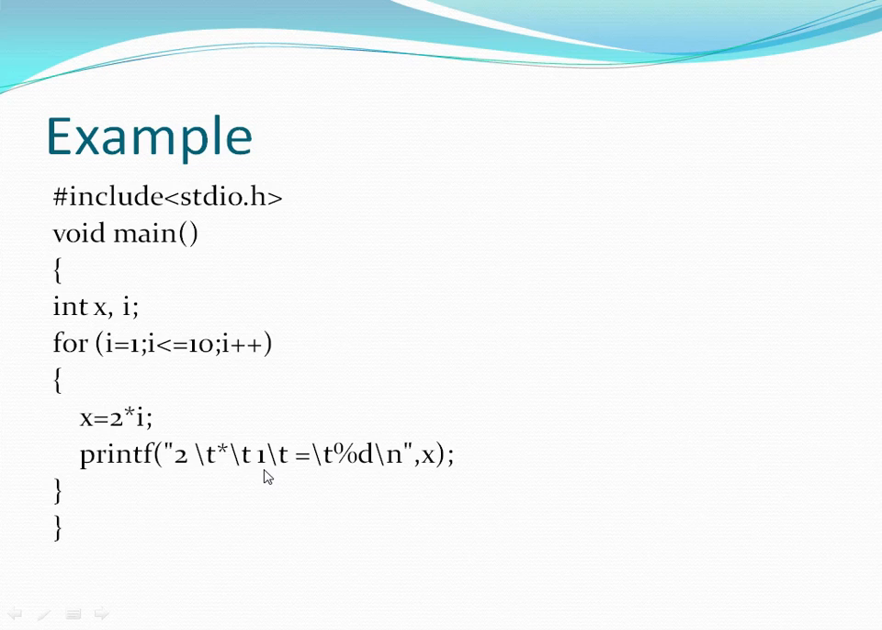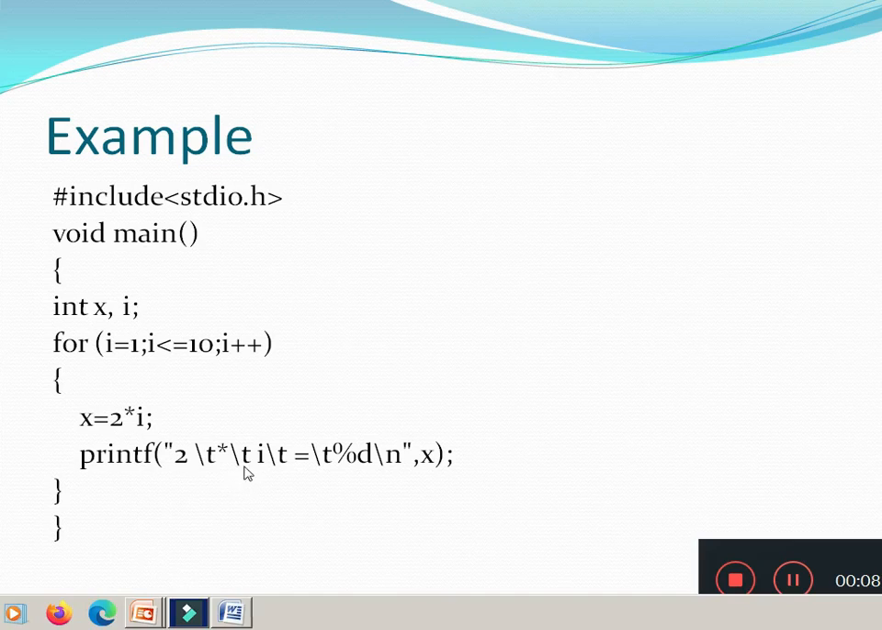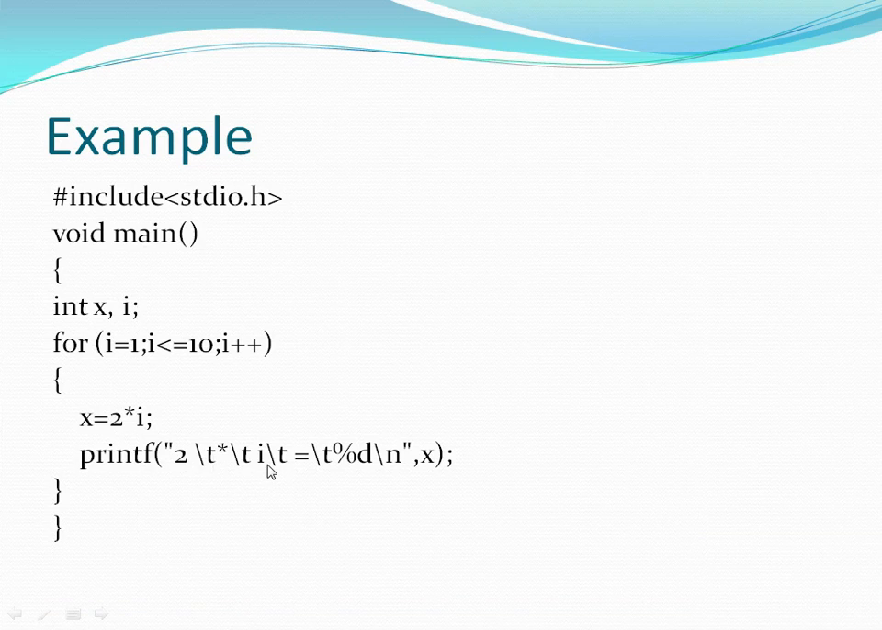Then we have written 1 here. Sorry, it is not 1, it is I here. No, it is not I, it's 1. So it is 2 into I. I here is first time 1, and subsequently it will increase by 1 every time the loop iterates itself, and equal to, again we have put a gap, and here an integer value will come.